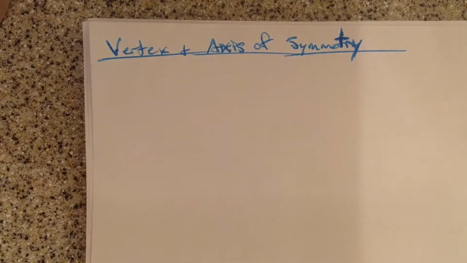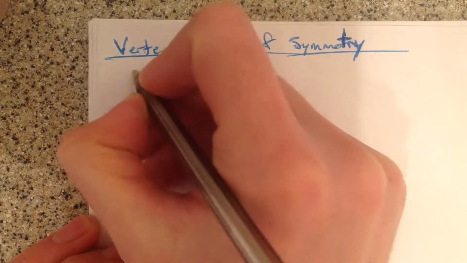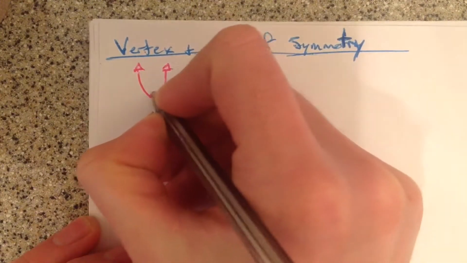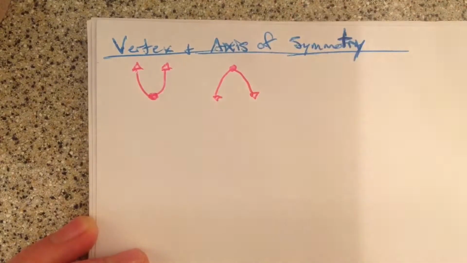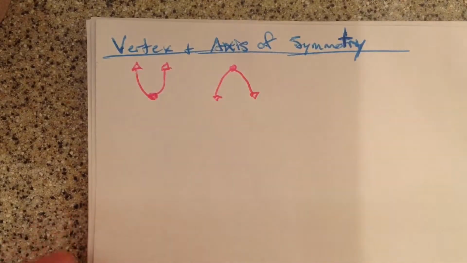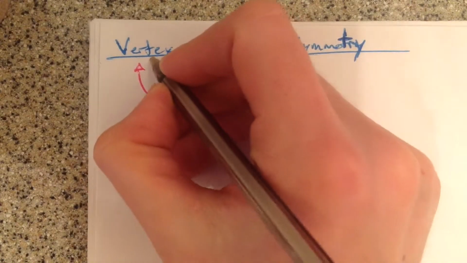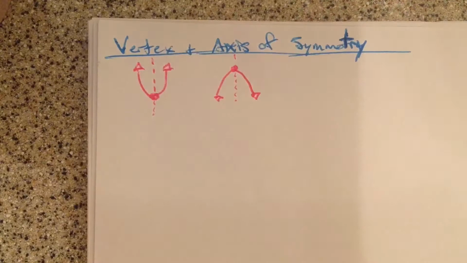Vertex and axis of symmetry with quadratics. Realizing that a quadratic either opens up or down, the vertex, if it opens up, is that bottom point. If it opens down, it is that top point. And the axis of symmetry is a line that goes through the quadratic that cuts it in half. It makes it symmetric. And to do that, it always will go through that vertex.